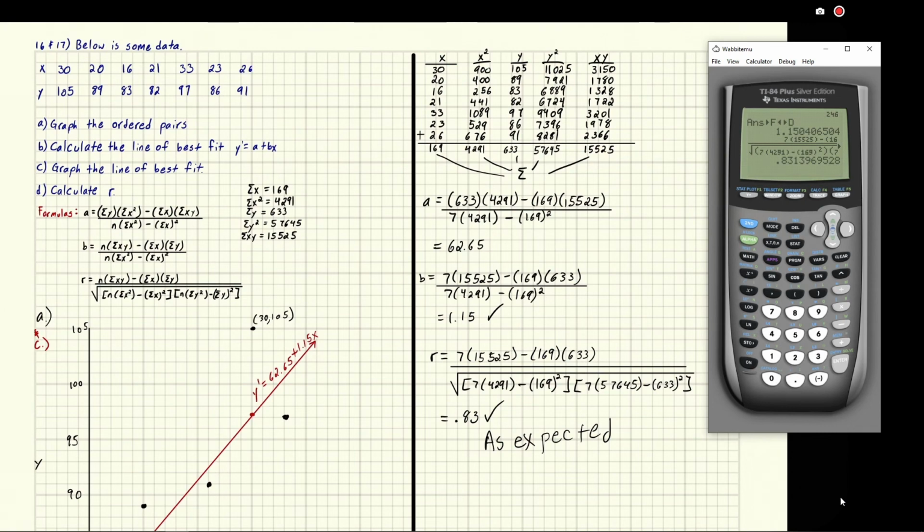Burgess here, and we have been given some data here in the form of X and Y. We've been asked to graph ordered pairs, find the line of best fit, graph the line of best fit, and calculate R. And all the work's already done here because I recorded this video and my audio is all screwed up, so I'm going to re-record it.